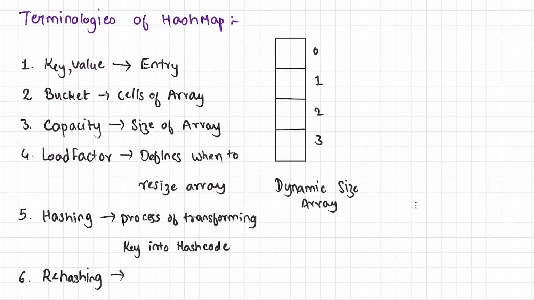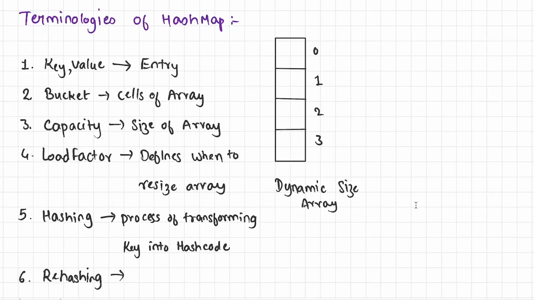Now before I talk about how HashMap and LinkedHashMap actually work, let's have a look at some of the terminologies that are used in the context of HashMap. Let's begin with the first terminology, that is key value. In the context of HashMap, we call a key value pair an entry. So whenever we have a key value pair, we call it an entry.